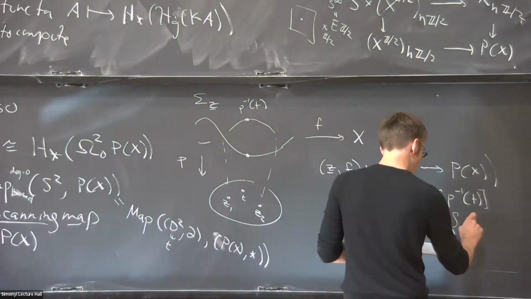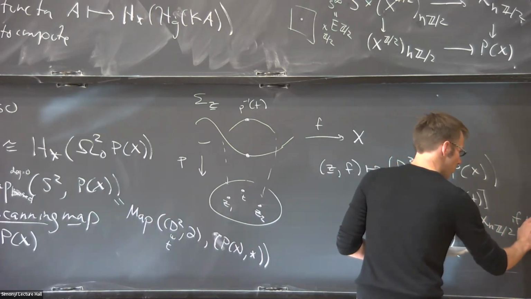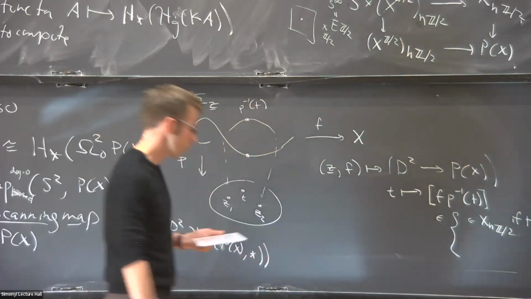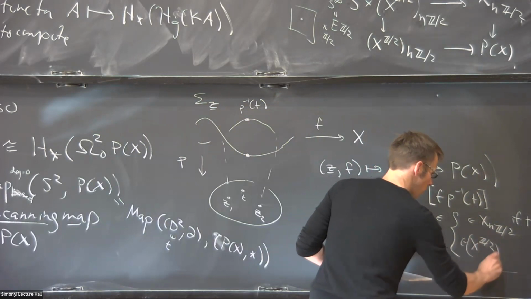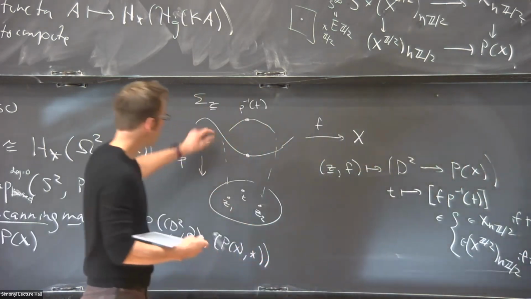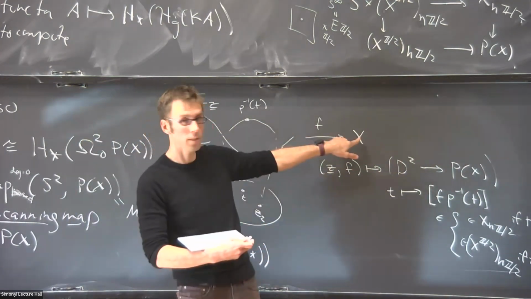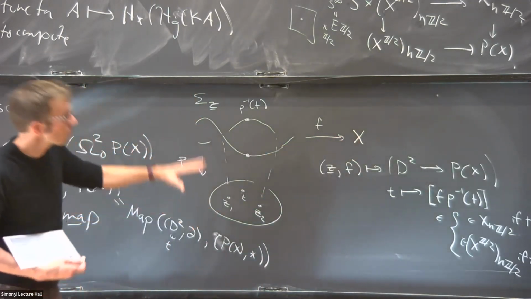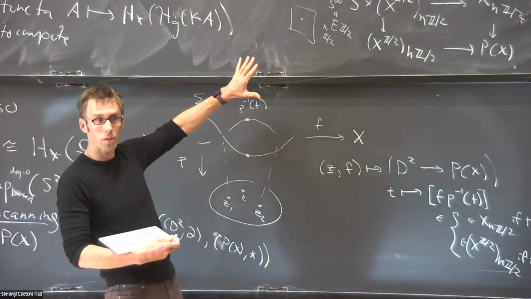So this is in X_{hZ/2} if t is not a branch point. And it's in the fixed points if it is. I get lifted up to one point, and it maps over. But because that one was a fixed point, and the map was equivariant, the image must also be a fixed point. And it's maybe not obvious from the piecewise definition, but this is constructed so that that's a continuous function.